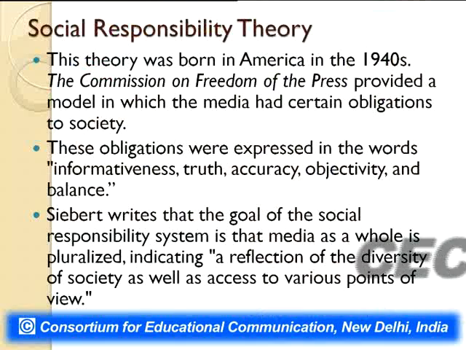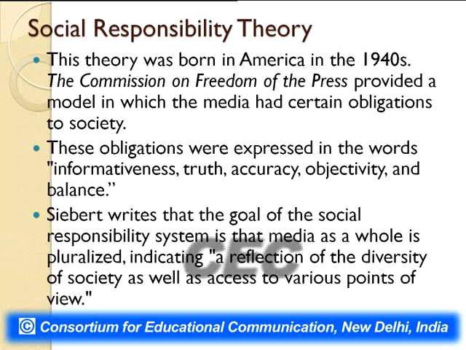This theory was, of course, born in America in the 1940s. The Commission on Freedom of Press provided a model in which the media had certain obligations to society. Let me give you a little brief. In fact, the free-flowing privatization was something which had created certain trouble in America. They were understanding that the amount of responsible journalism that they wanted was not being achieved. So, the Commission on Freedom of Press was set up, and on the basis of this model, the social responsibility theory had come up. These obligations were expressed in the words informativeness, truth, accuracy, objectivity, and balance.